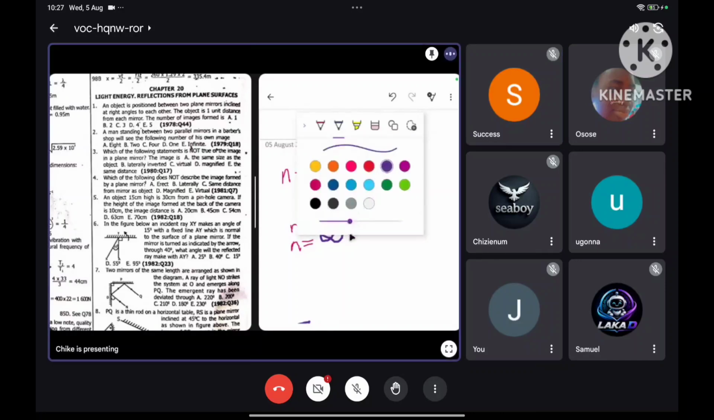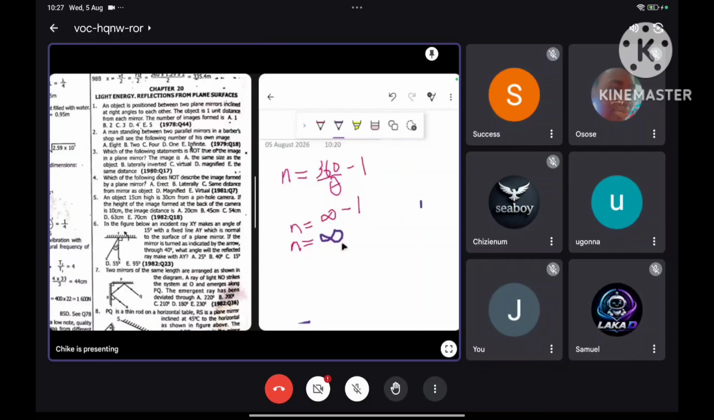Do you? All right. So that's why infinity minus 1 is infinity. So that means the number of images is infinity. So our answer there: what question was I on? Question 2, right? I said the man standing between 2 parallel mirrors in the barber shop will see the following number of images. How many? The answer is E, infinite.